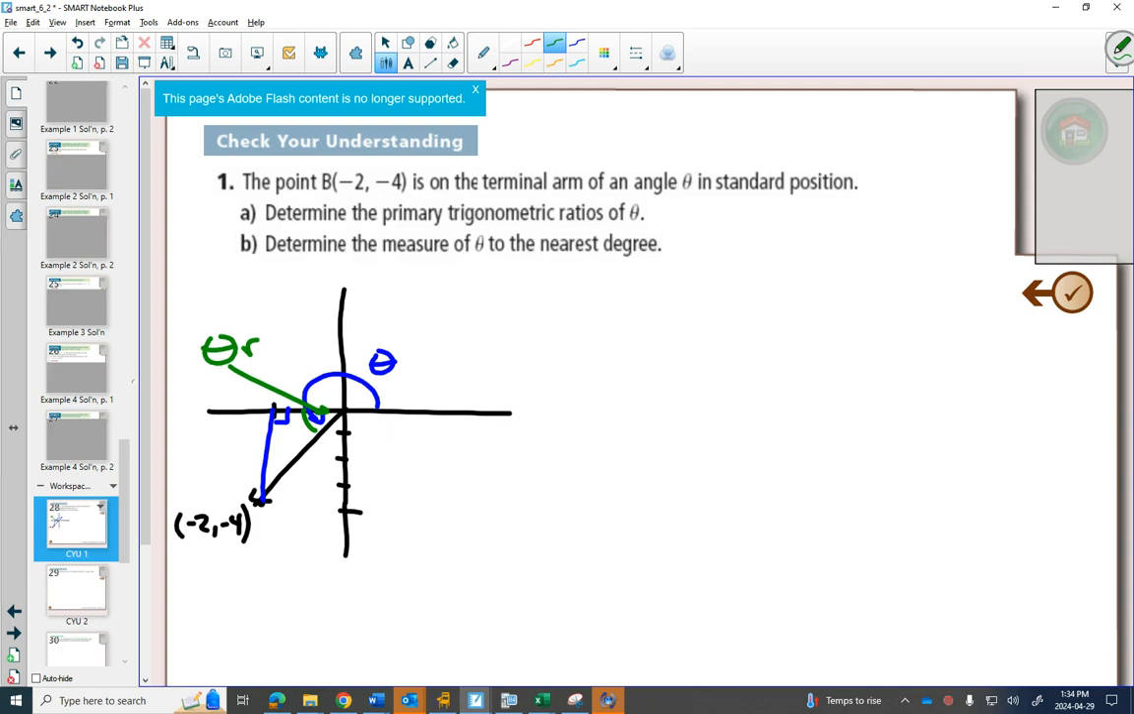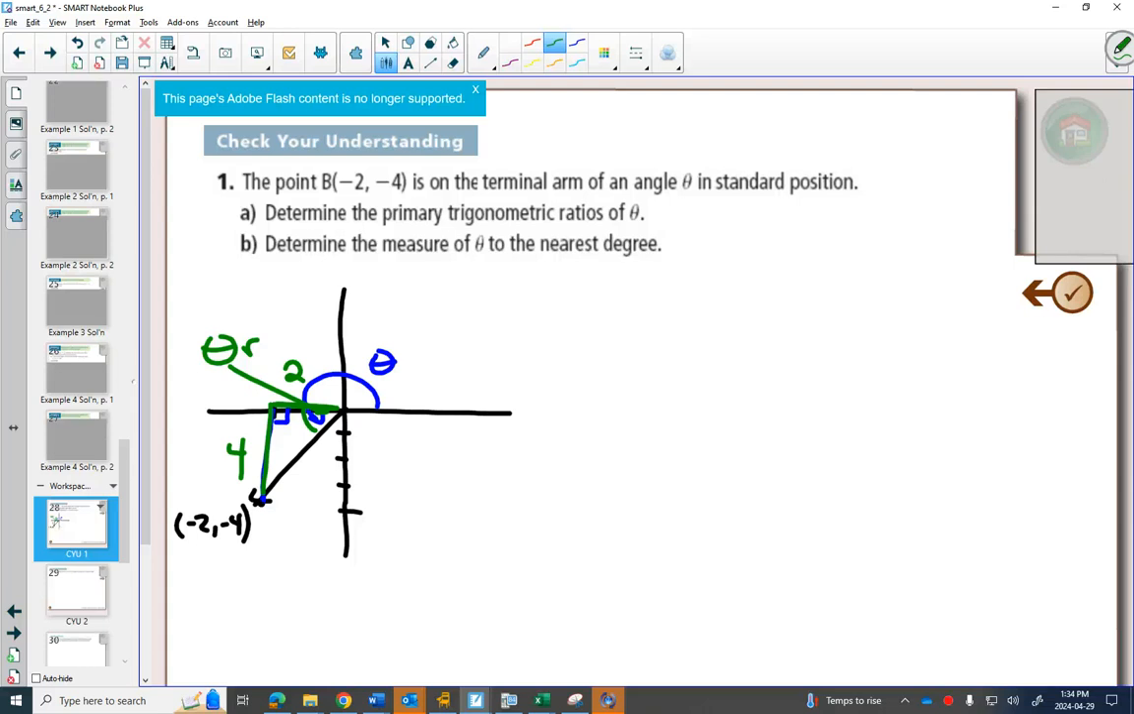Now we're going to start by labeling the lengths of this triangle just with whole numbers. Would you agree that this length right here has a length of 2? And this length down here has a length of 4? Because of the point -2 and -4. I always like to label the lengths of my triangle with positive numbers. You'll see sometimes people might label that as -2 because it went 2 to the left and -4 because it went down 4. But I just like to label them with positive values.